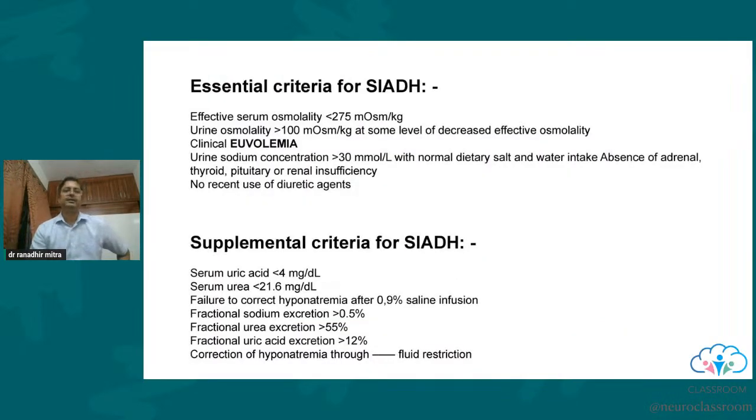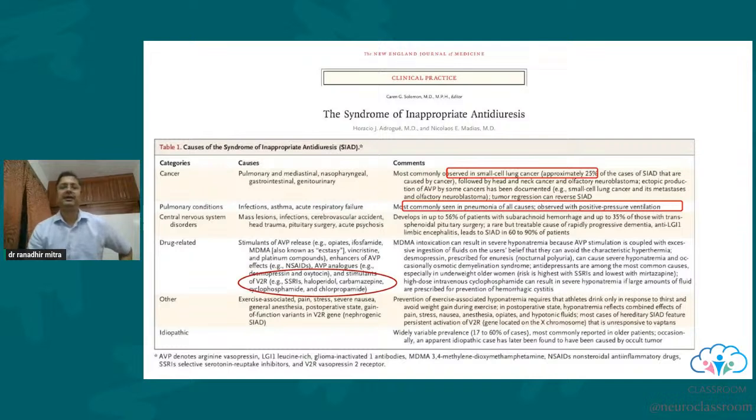Now this is one of the articles that I have taken up, which was published in NEJM in 2023, where they have discussed SIAD. Among the many pathologies, you can see in cancer, mostly where there is ectopic ADH secretion, that is mostly in small cell carcinoma or in olfactory neuroblastoma. In pulmonary conditions which can cause ADH secretion, mostly any kind of pneumonia, both bacterial and viral, and also observed during prolonged positive pressure ventilation.